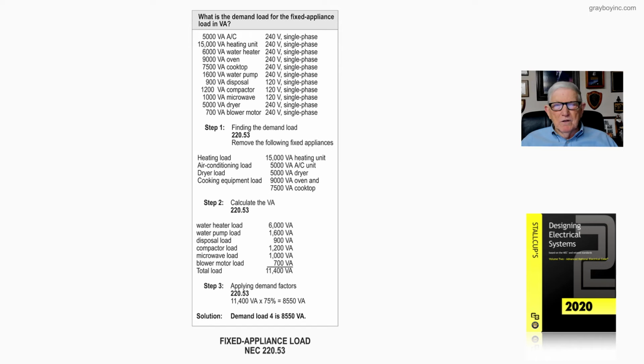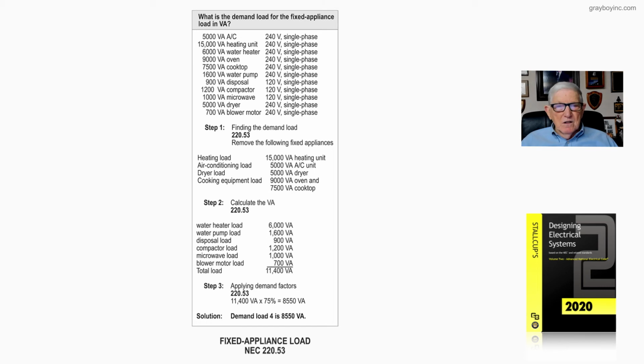Now we're going to determine the VA and do the calculation in accordance with 220.53. Water heater 6,000, water pump 1,600, disposal 900, the compactor load 1,200, microwave 1,000, blower motor 700. Add those total fixed appliances together, 11,400 VA.